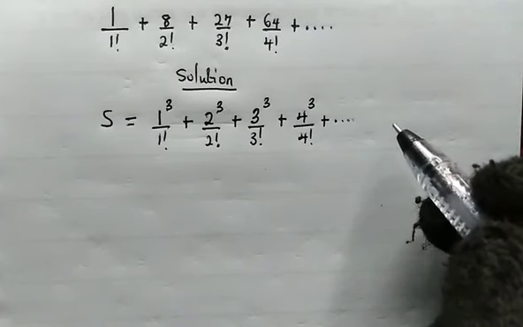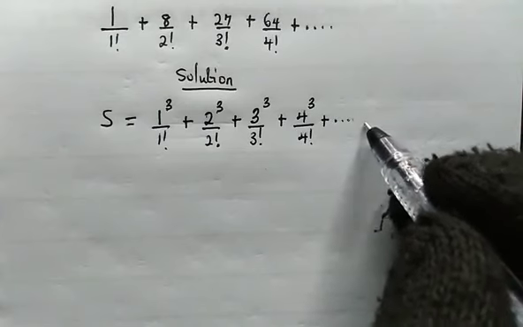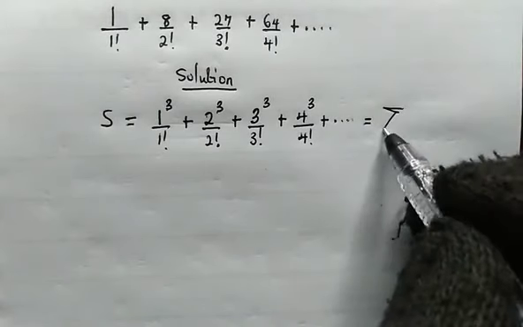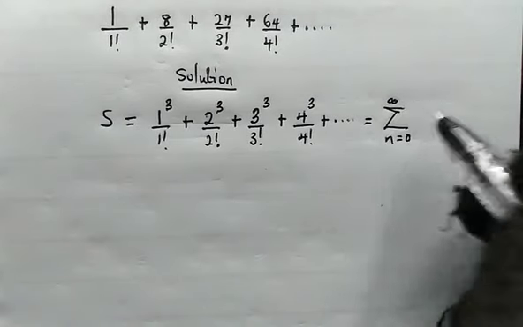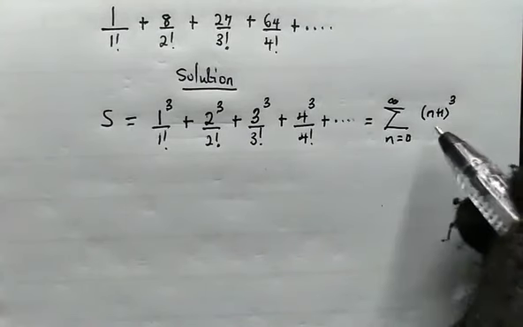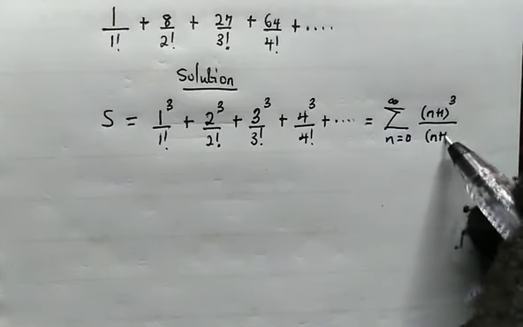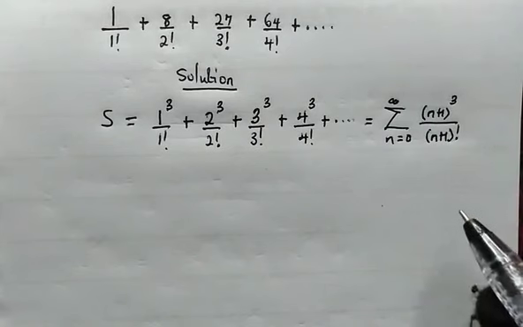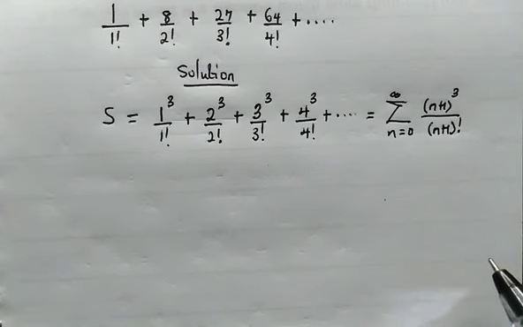And when we write this in sigma notation, we will find out that this is equal to the sum as n goes from 0 to infinity of (n plus 1) cubed, all over (n plus 1) factorial, right? Amazing. Now let's see how we're going to evaluate this series from here.